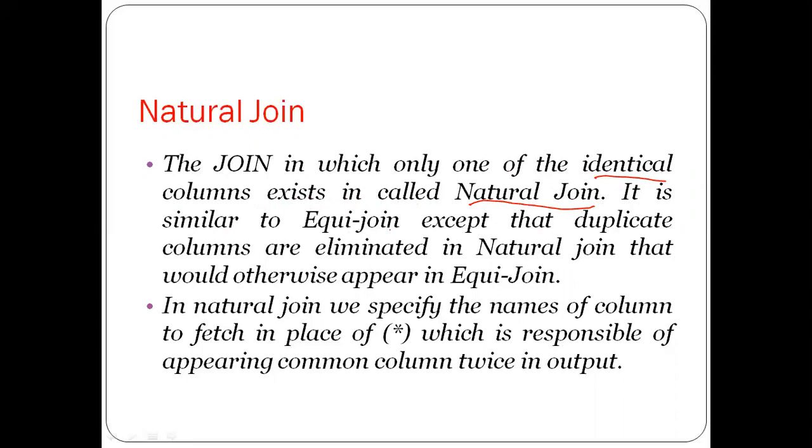See, don't confuse it with the equijoin we did previously. It is just like an equijoin, except that duplicate columns are eliminated in a natural join. In the previous equijoin, all the records were displayed together. In this, if there are any duplicate records, it will eliminate them, just like a distinct clause.